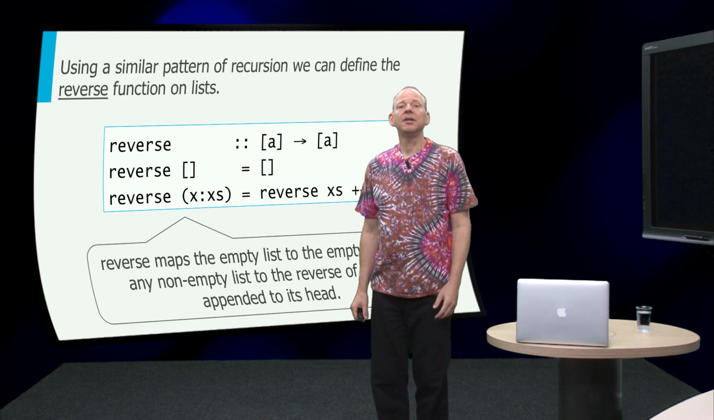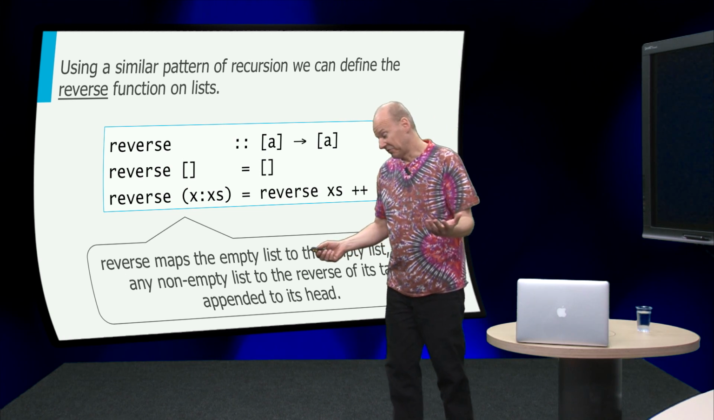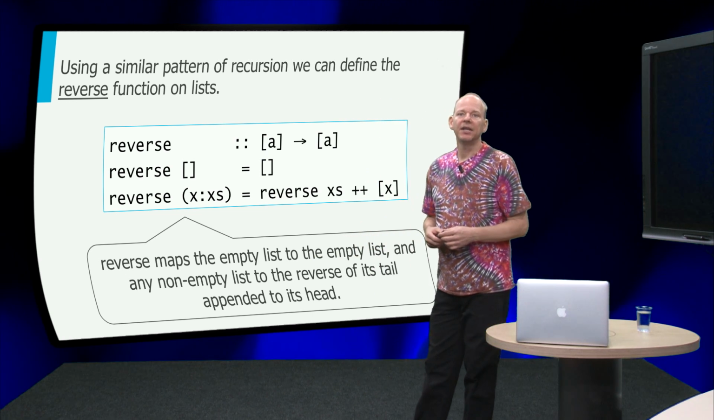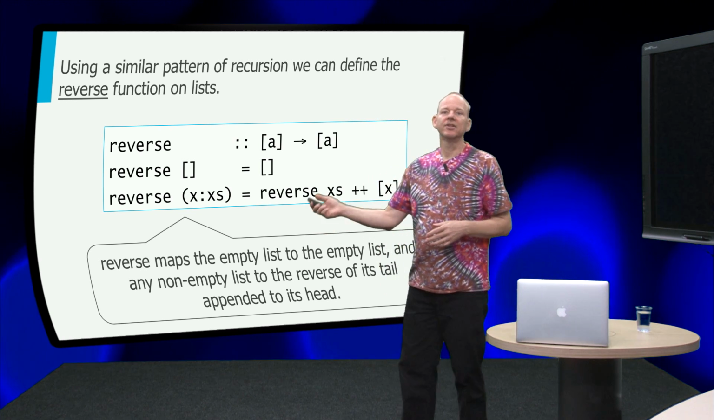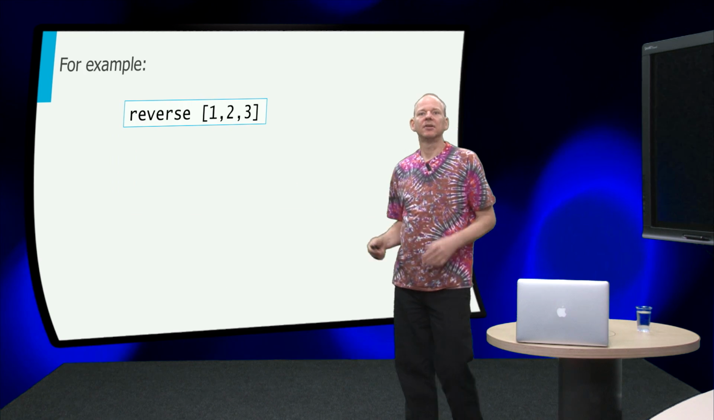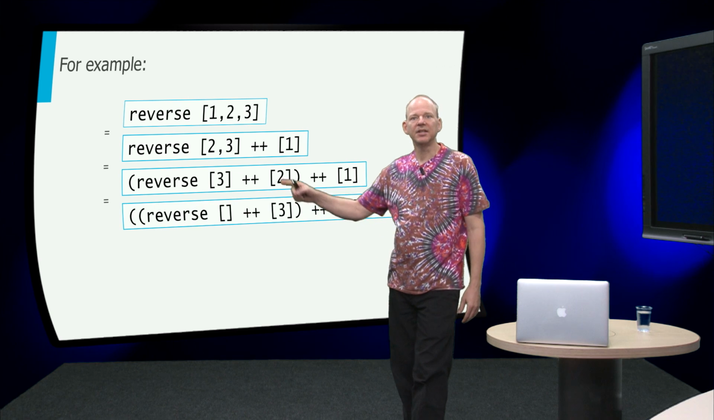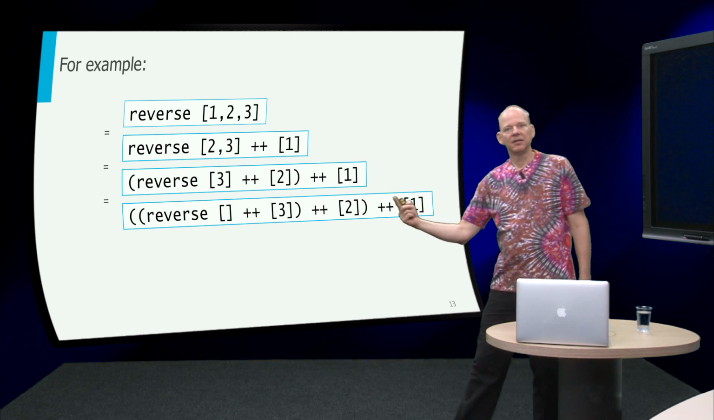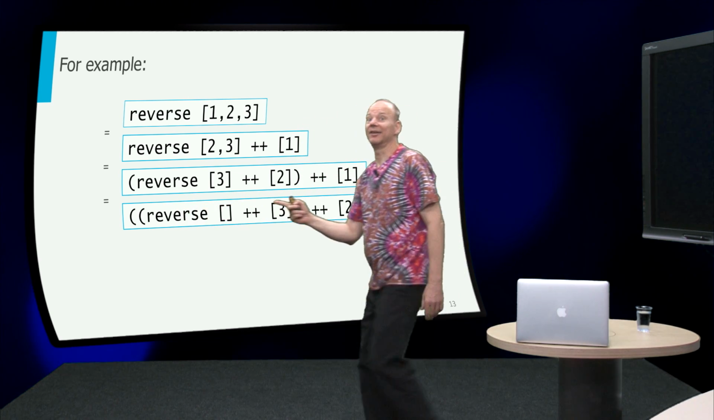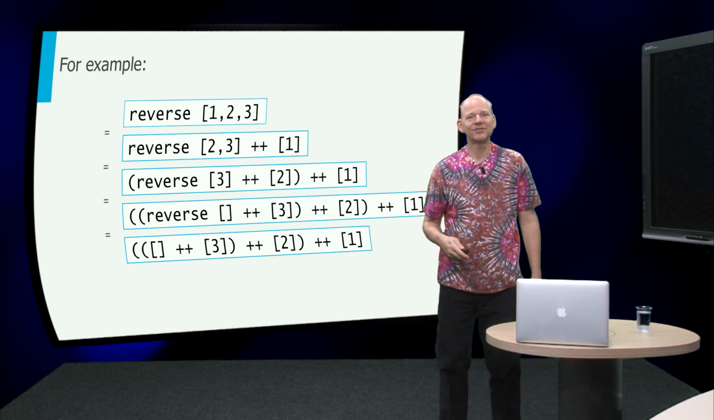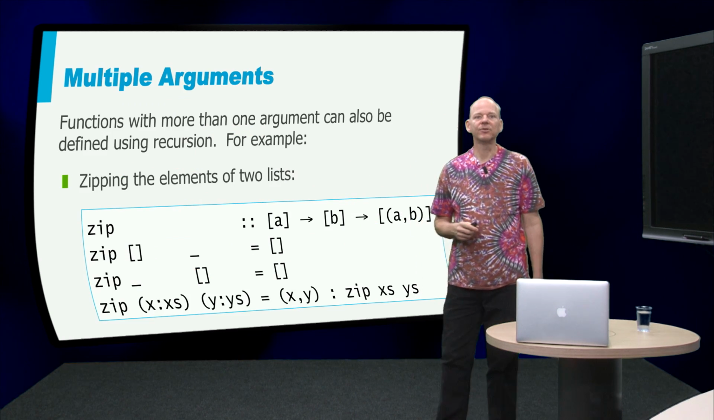Here's another function, reverse. The reverse of the empty list is the empty list. And if we want to reverse x cons xs, we just add x on the other side. So if we execute it like this, you see that we're appending the elements from right to left, and then the list gets reversed. So 1, 2, 3 turns into 3, 2, 1.